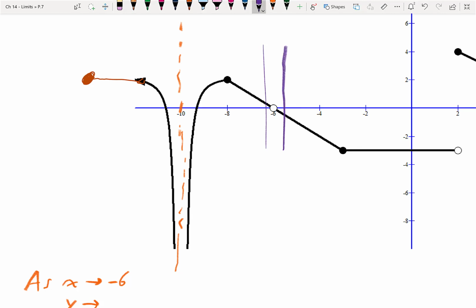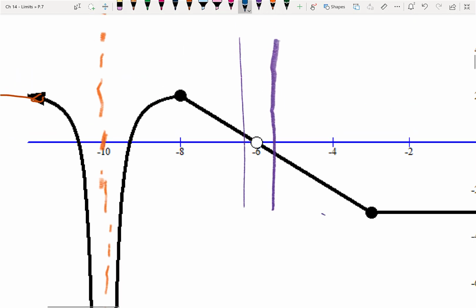As these bars are getting closer and closer to negative 6, what is y getting closer to? 0. Okay. This is x equals negative 6. But as this happens, I want you to see this as a targeting effect happening.